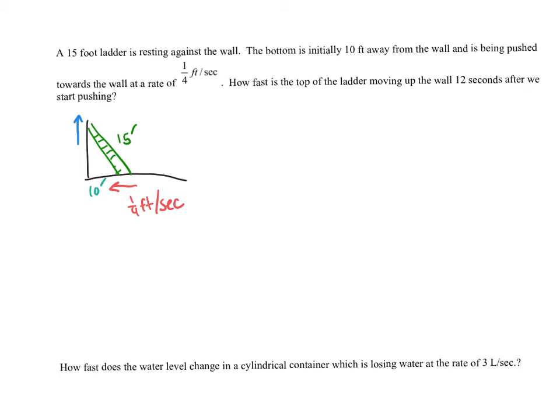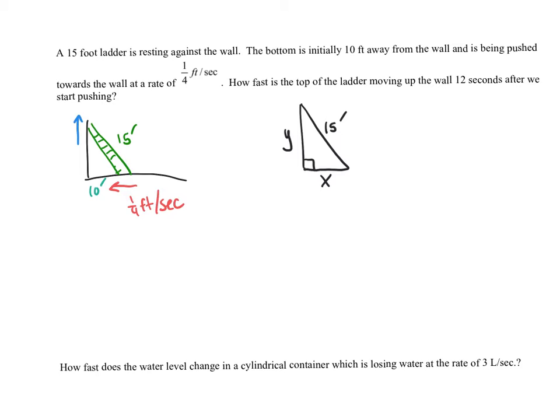So let's go ahead and just talk about what we have here. Essentially, we have a right triangle. This side is 15 feet. This side I'm going to call X, and this side I'm going to call Y. Now, what we'd like to know is how fast the top of the ladder is changing.